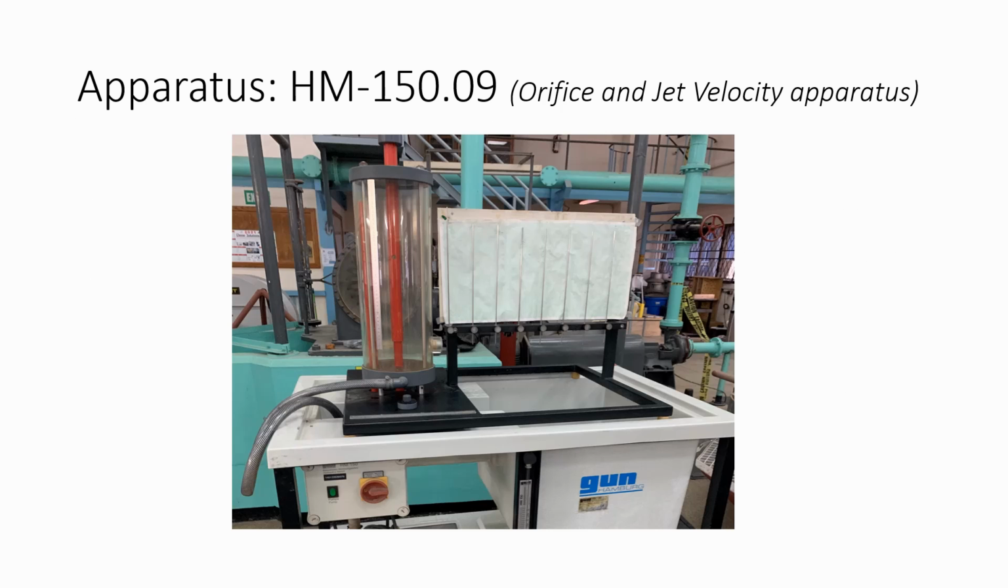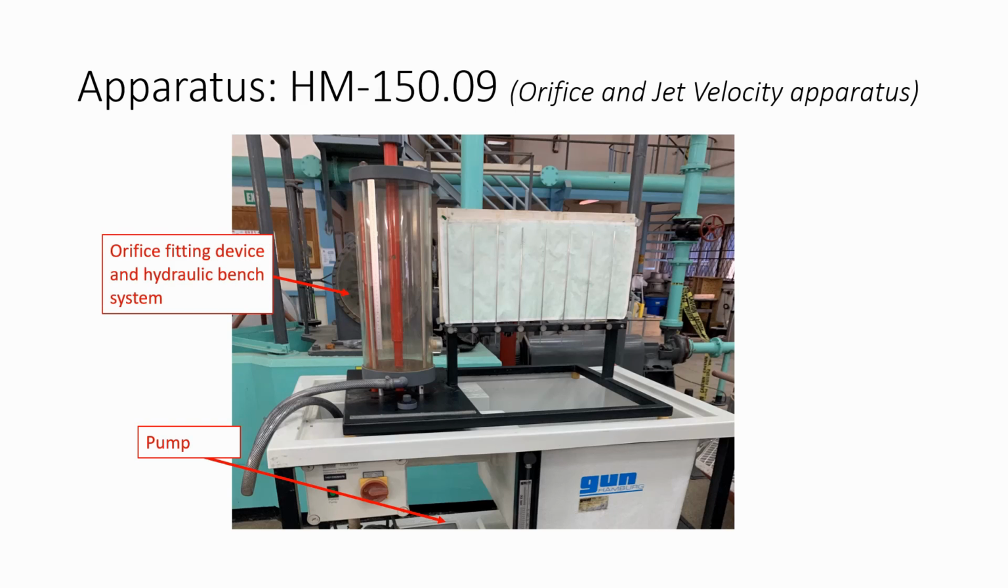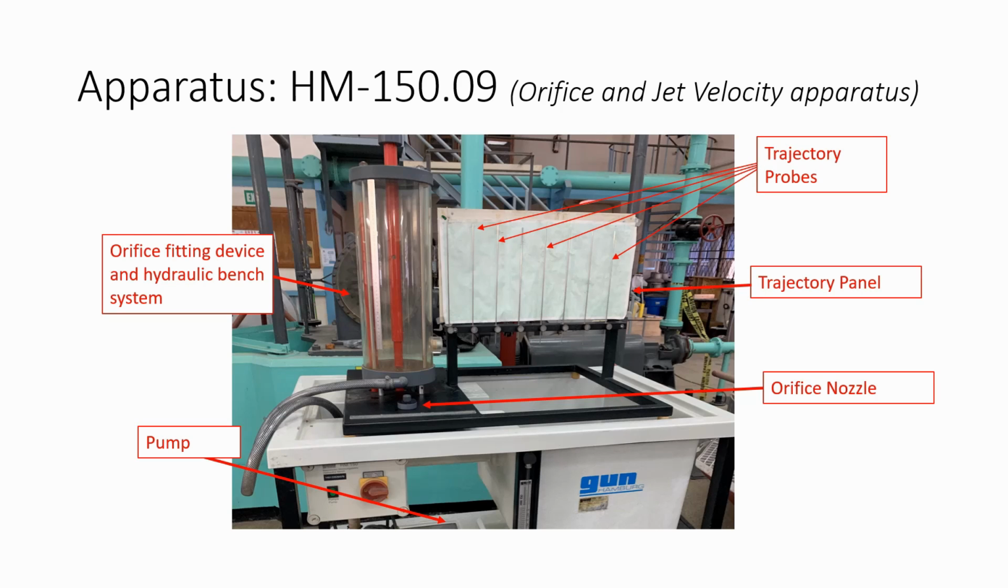The apparatus used to investigate these objectives is the HM 150.09 orifice and jet velocity apparatus. The parts that are important to us are firstly the pump, which facilitates the hydraulic bench, the orifice fitting device and the entire hydraulic bench system, the orifice nozzle which will be inserted into the orifice fitting device, and most importantly, the jet trajectory probes and trajectory panel.